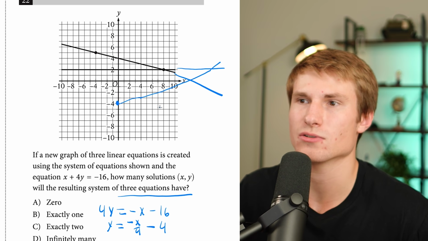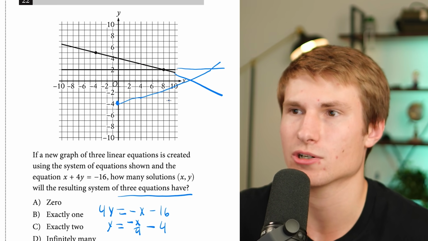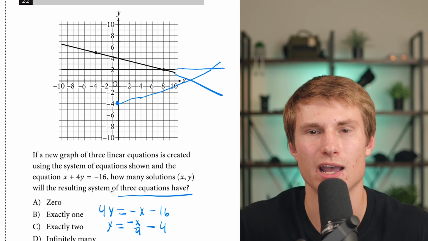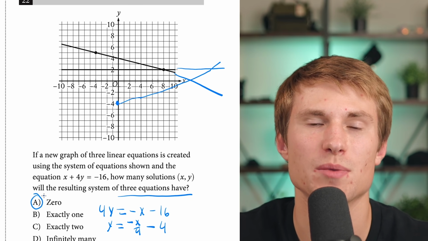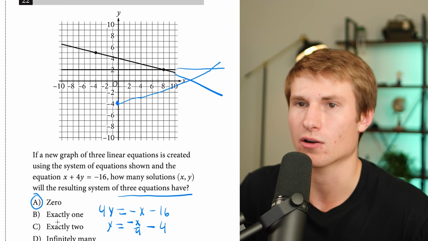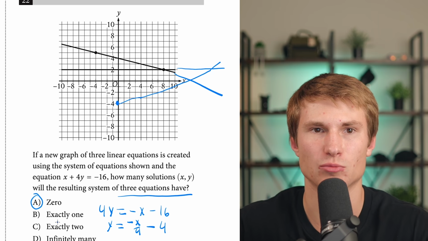Now, as you can see, there's not any single point where all 3 of these lines intersect. Now, there are points where 2 of the lines intersect, but there is no point where all 3 intersect at one time. So the answer here is 0. Many people would be tempted to pick something like 1 or maybe 2, but the correct answer is 0 because it's about where all 3 of these lines intersect at a single point, and that never happens.